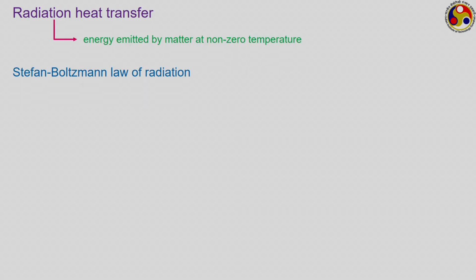The Stefan Boltzmann law of radiation is a fundamental equation which gives us an idea about the radiative mode of heat transfer, which talks about, say, for a perfect substance, the total amount of energy emitted by radiation is proportional to T to the power 4, where T is the absolute temperature, or it is equal to some constant of proportionality, sigma, into T to the power 4, where sigma is called the Stefan Boltzmann constant.